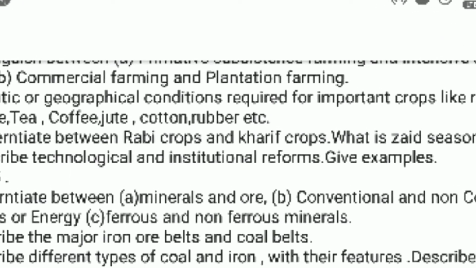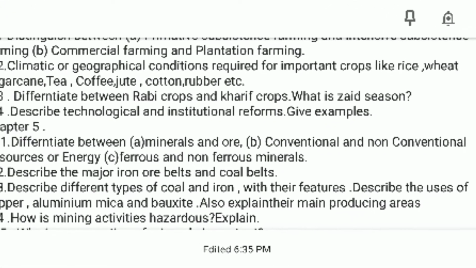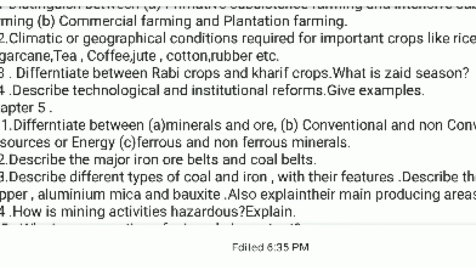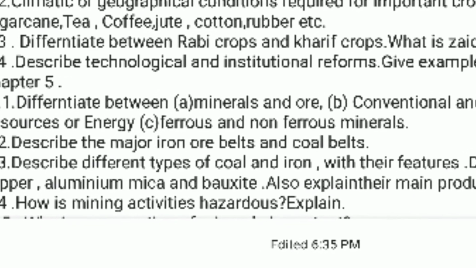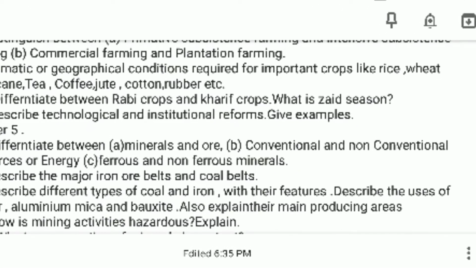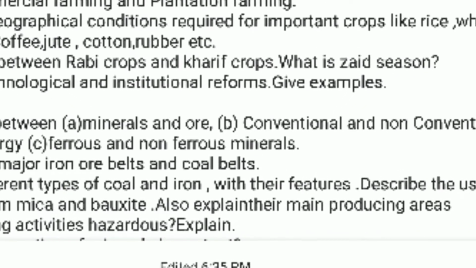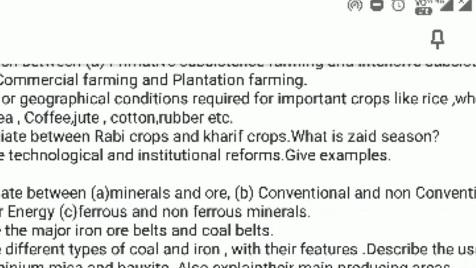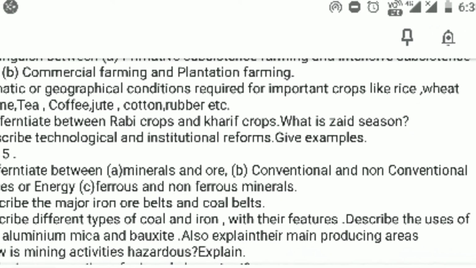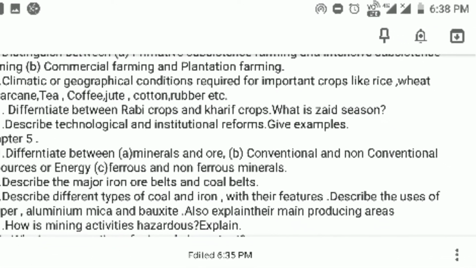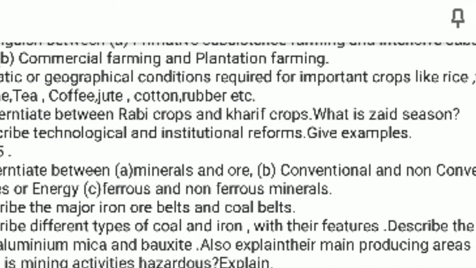And the most important topic is technological and institutional reforms. From this chapter it is the last topic. मेरा अनुमान है कि निश्चित रूप से ये लास्ट ईयर भी क्वेश्चन पूछा गया था, टेक्नोलॉजिकल इंस्टीट्यूशनल रिफॉर्म्स। इसके एग्जांपल्स भी आप तैयार करें और इसमें से आपके क्वेश्चन ज़रूर आ जाएंगे। Differentiate between minerals and ores.